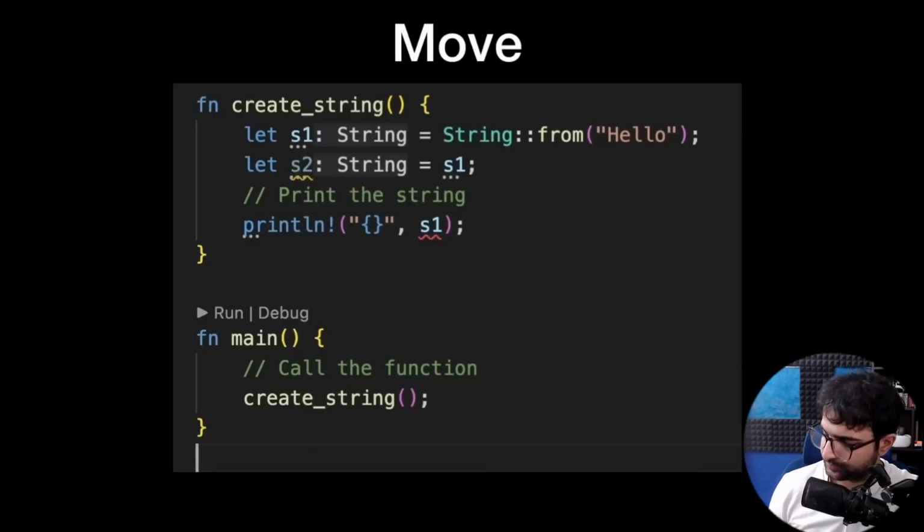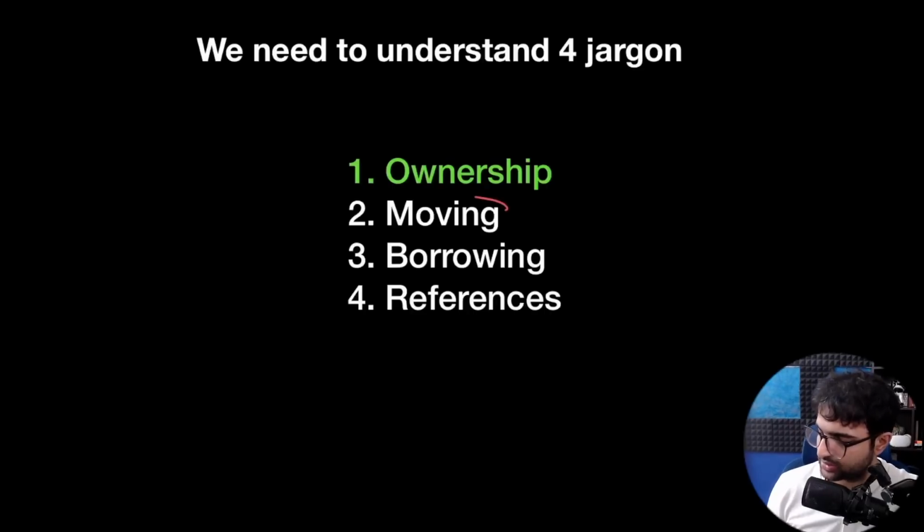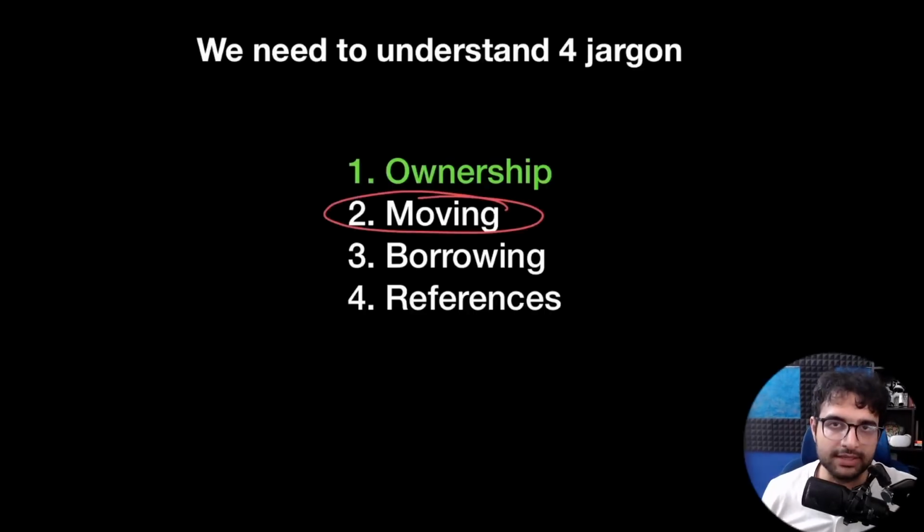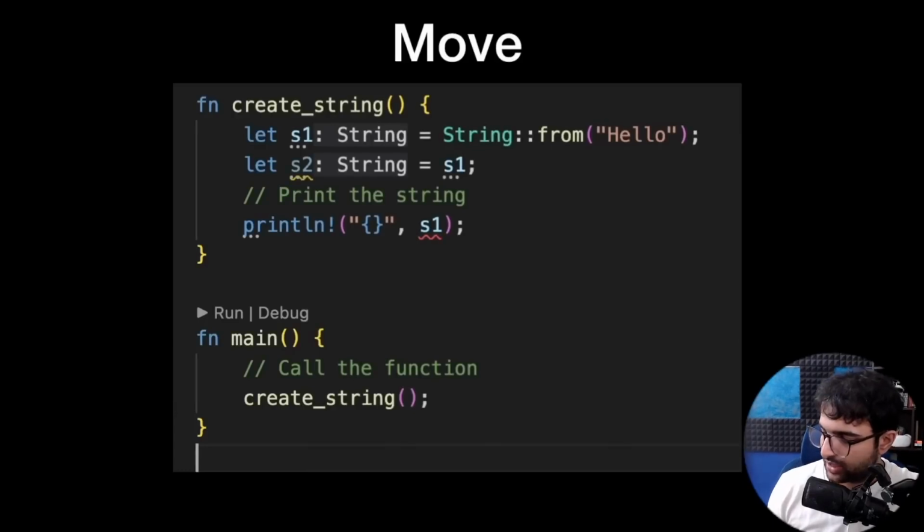Let's see how. Let's understand the concept of moving a variable next, which is one of the reasons that Rust is memory safe, and how it achieves memory safety in one more scenario. Let's look at that scenario. Let's look at the code that is written over here.